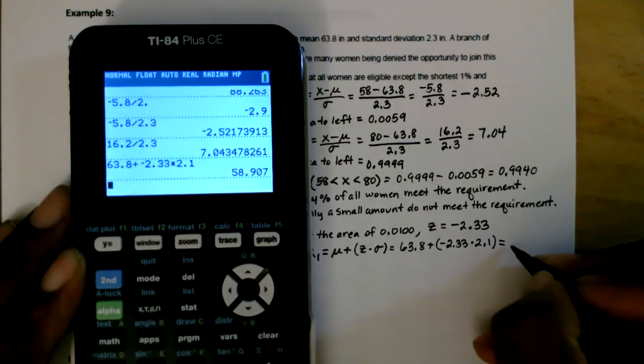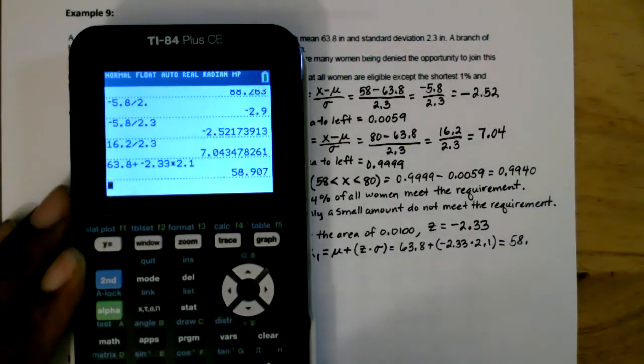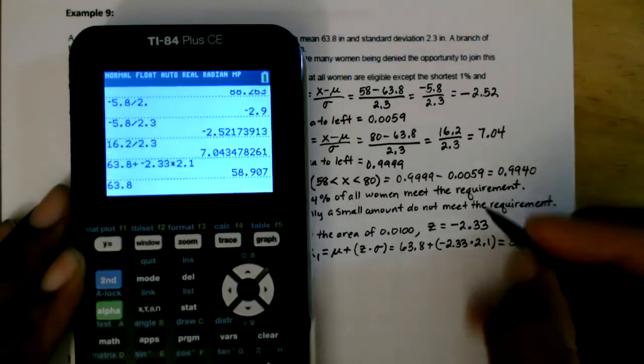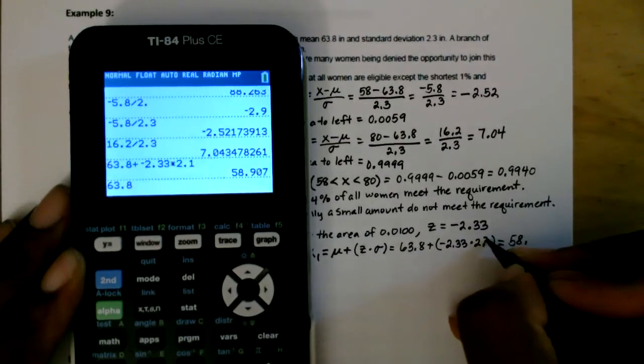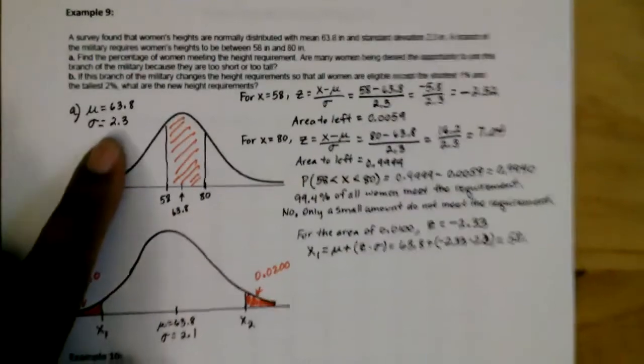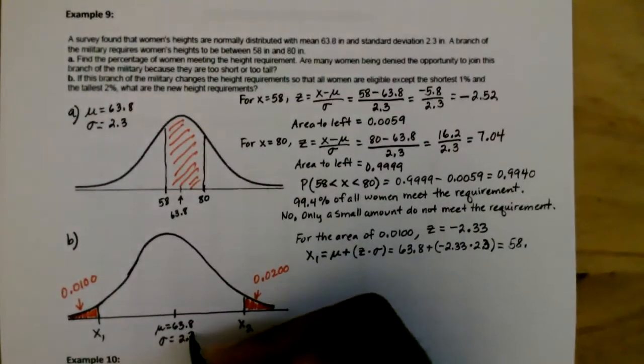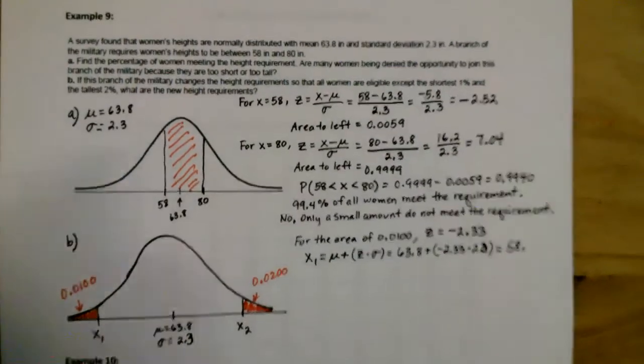Let's see, this is 58. I don't know why I'm getting 58.9. Let me try it again, 63.8. Oh, this should be 2.3, because the standard deviation is 2.3. What did I get? 2.1. This should be 2.3 also.